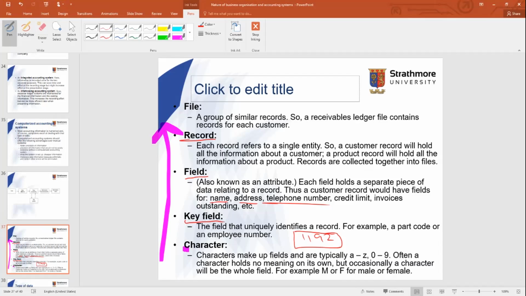Now, once you have a series of records, customer A, customer B, customer C, with all their details, then we can form a file, all the way from the character to a file. That's in the case of a computerized system.